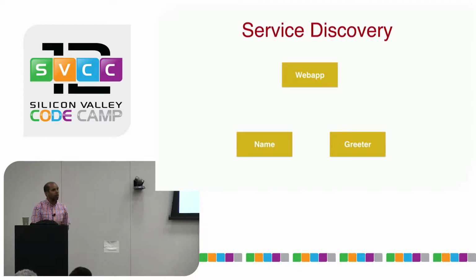So think about my simple web application here. It's a web app. There's a name service and there's a greeter service. The name service just gives me the name once I give it an ID. And the greeter service gives me a greeting depending upon the time of the day in which locale you are, or which region you are.